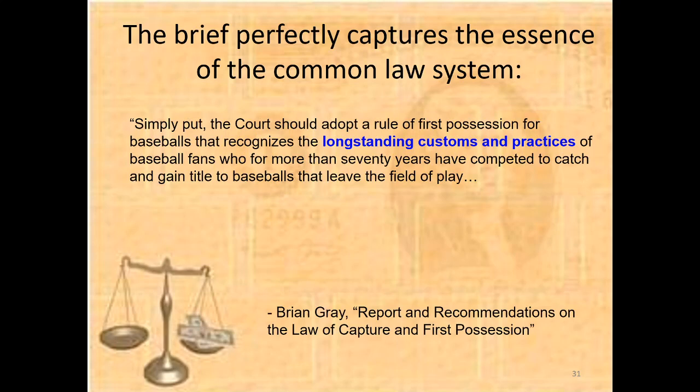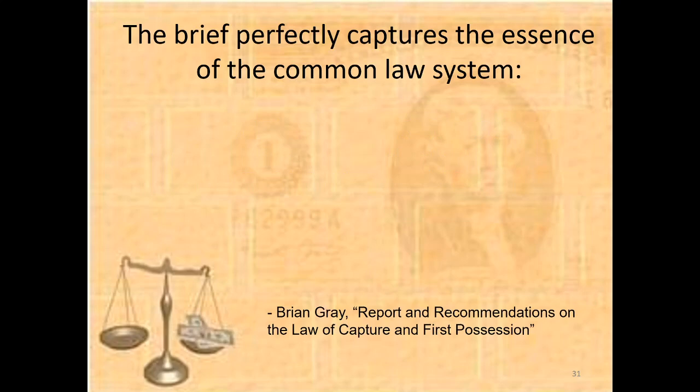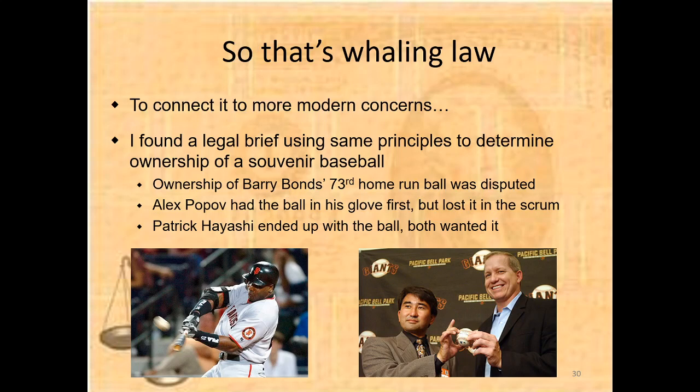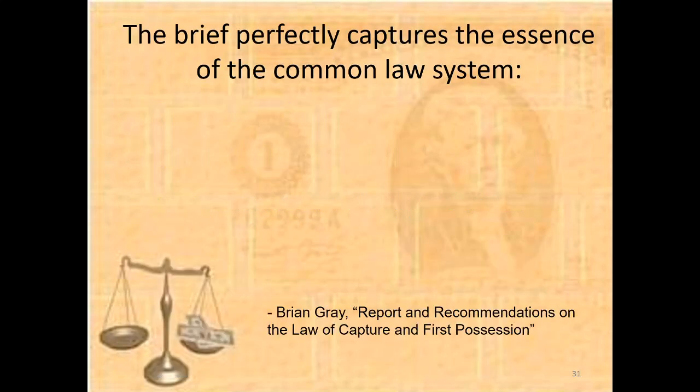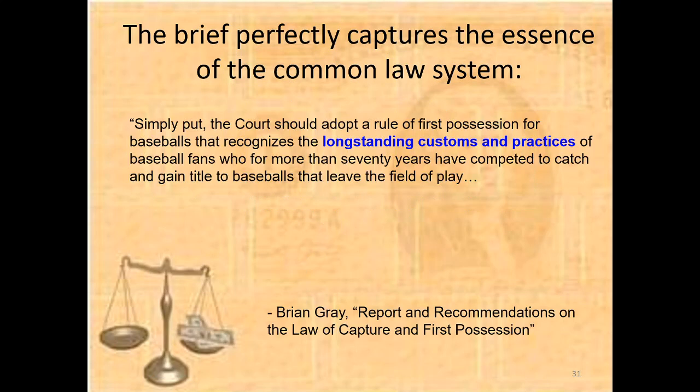Simply put, the court should adopt a rule of first possession. Now the question is that the rule of first possession concerns somebody who got the ball but lost it, and then somebody else ended up with it. So things can have different forms, and appear differently. To put it in a simple sense, the court should adopt a rule of first possession for baseball that recognizes the long-standing customs and practice of baseball fans who, for more than 70 years, have competed to catch and gain title to baseballs that leave the field of play.